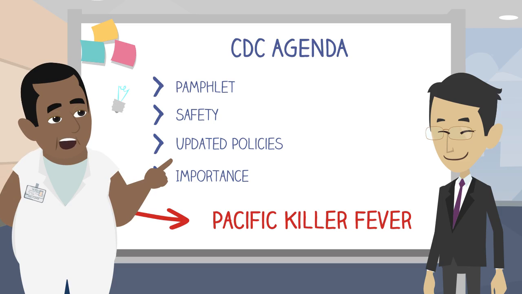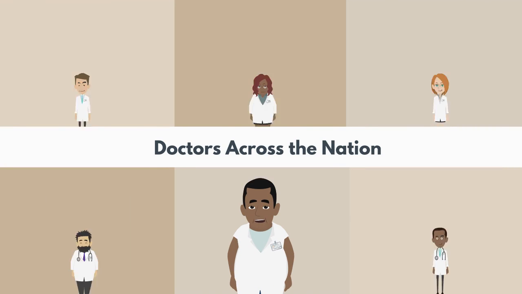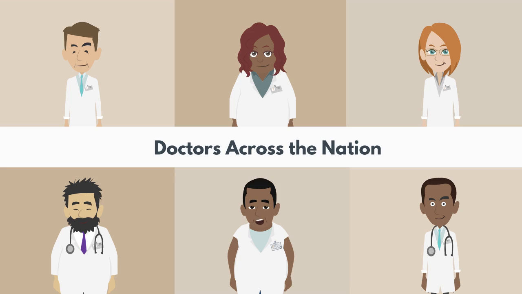Veterinarians will report all suspected and confirmed cases of P. schmicus infection to the CDC in order to track the spread of the disease. The etiology and risk factors of the disease will be made known to physicians across the nation so that they may be on the lookout for Pacific killer fever from their patients.